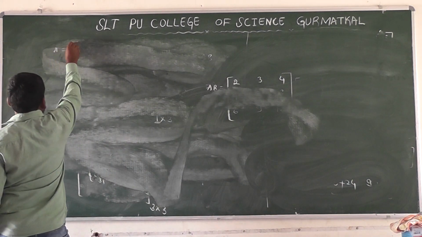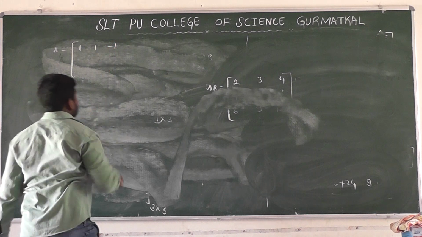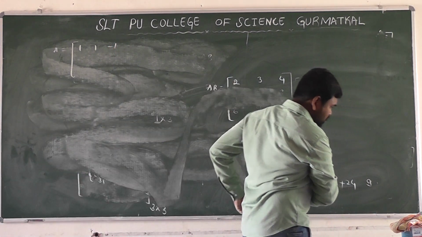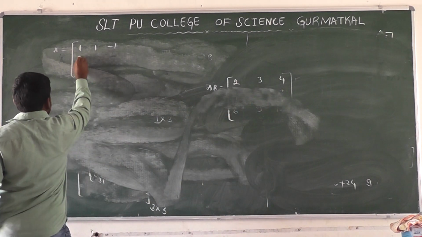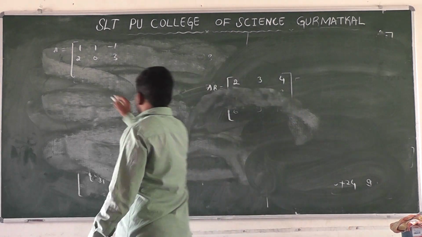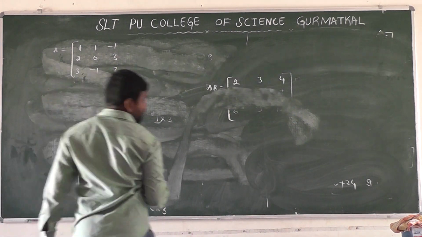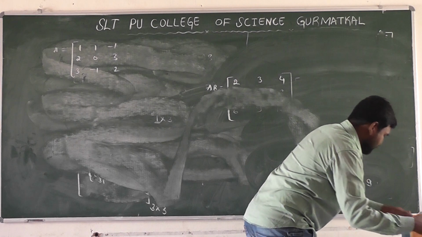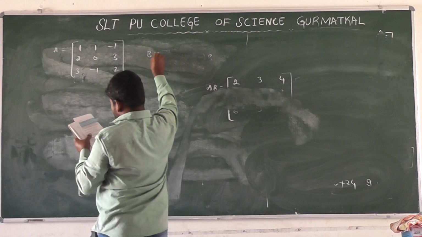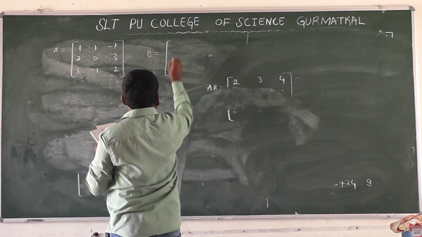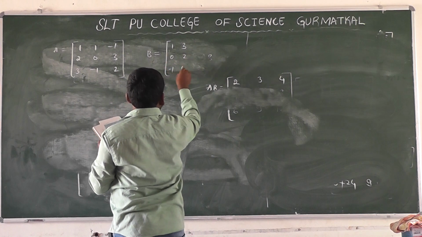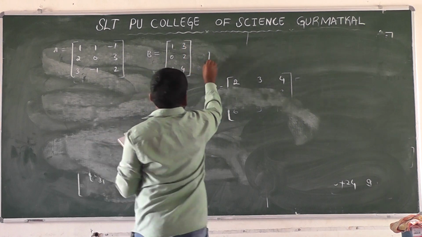A equal to 1 1 minus 1, and B equal to 2 0 3. Right? Second row here is 2 0 3. Then 3 minus 1 2, minus 1, and here B is equal to 1 3 0 2 minus 1. Find AB.